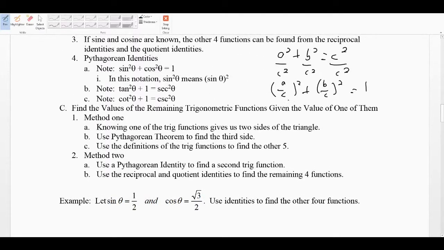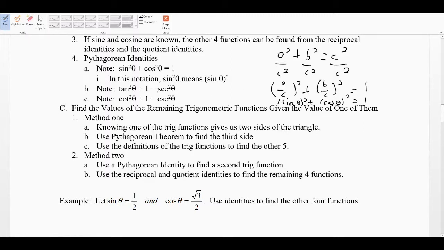So a over c is our sine theta. B over c is cosine theta. And don't forget the squares, equals 1. Now, this tells you that we can put the exponent on the outside, or we can put it on the trig function. That's what that means. Most times we'll put it on the trig function.